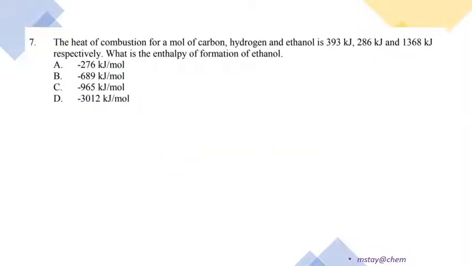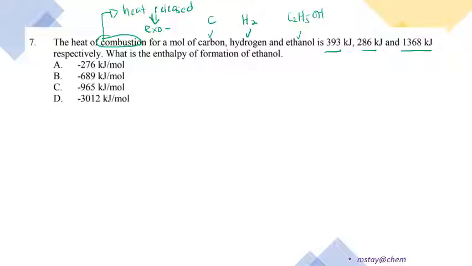Tutorial question number 7. The heat of combustion for 1 mole of ethanol, C2H5OH, is 1368 kilojoules. However, keep in mind that combustion is the heat released when 1 mole of a substance is burned. So if heat is released, that means it is exothermic. So we are going to have a negative sign in front of all these magnitudes of the enthalpy.